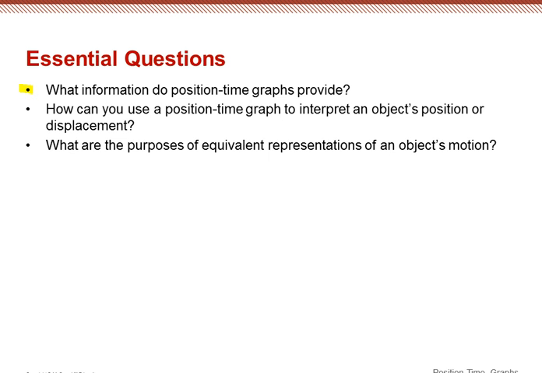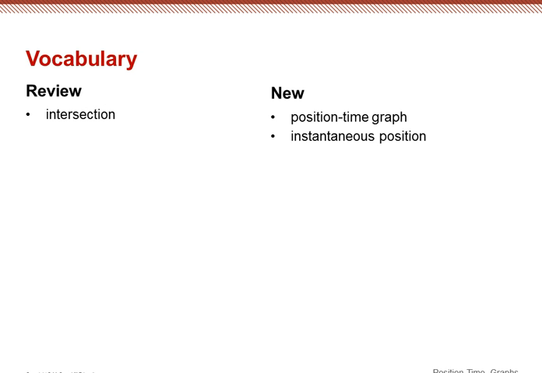First, what information do position time graphs provide? Second, how can you use a position time graph to interpret an object's position or displacement? And third, what are the purposes of equivalent representations of an object's motion? A few new terms that we're going to look at here are position versus time graph and instantaneous position. Also, we'll talk about intersections, but that should be an old term from your math courses.